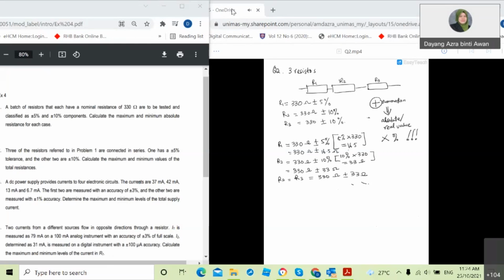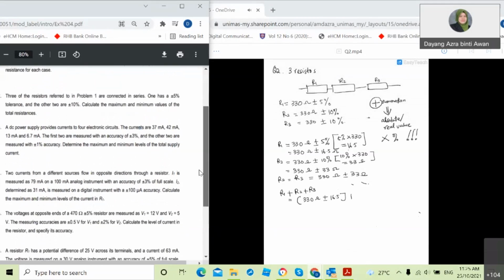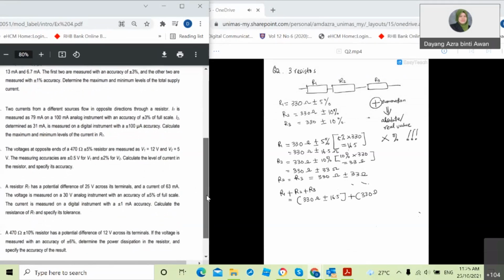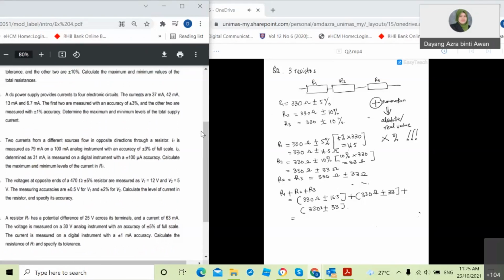So next we have the summation of the resistors. So R1 plus R2 plus R3 is equal to 330 ohm plus minus 16.5, plus 330 ohm plus minus 33 ohm, plus 330 plus minus 33 ohm also. So first you need to select the values of the resistor, this one and this one. So you need to add up this one and this one first, then you add up the errors, this one and this one. So next you will add up this one.